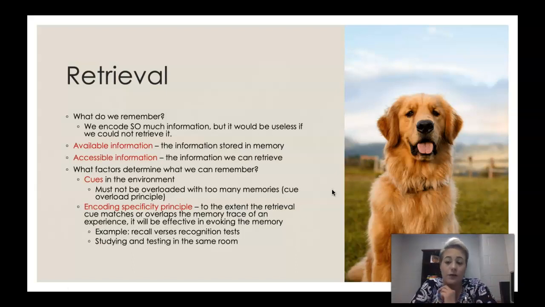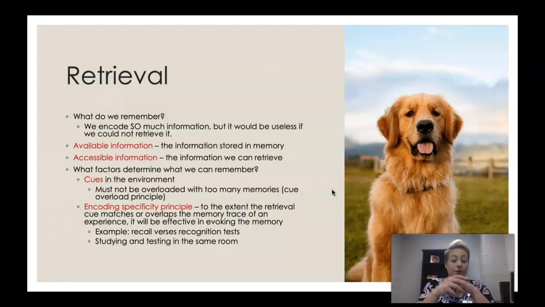Now, we also are going to talk about in retrieval the encoding specificity principle. This is the extent to which the retrieval cue matches or overlaps the memory trace of an experience. It will be effective in invoking a memory. So, recall versus recognition tests. How much does the cue lead us to relating the idea? Now, the cue has to be connected. I'm trying to think of a better way to explain this. Because the cue has to be distinct, it also has to relate with the retrieval process.